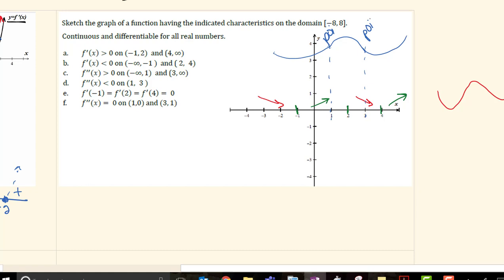Last thing I'm going to do is identify where these mins and maxes are. So it looks like f prime of -1, f prime of 2, f prime of 4 all equal 0. So I'm going to get those written down. We know that there's going to be a min here, a max here, and I also know that there is going to be a minimum at 4.